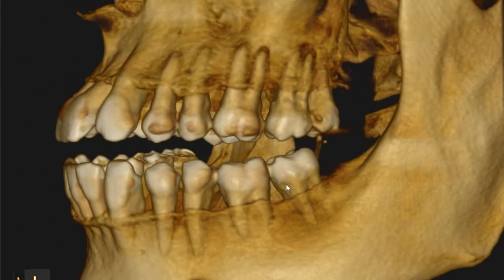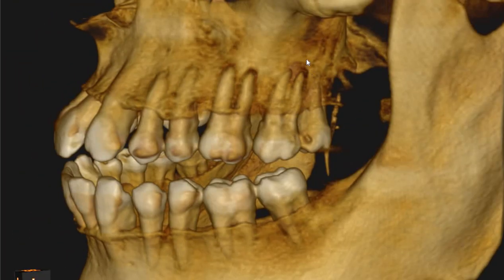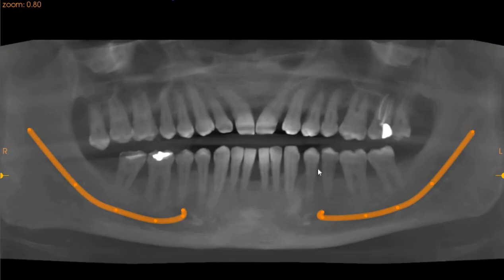On the 3D rendering, we don't see anything major except the upper left second molar where there is a periapical radiolucency. On the panoramic view, we can see that there is a restoration on the lower right first molar. There is a root canal in the upper left second molar, and we've got generalized bone loss around the molars in the upper and the lower arch.